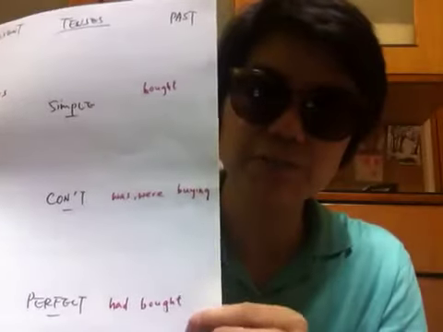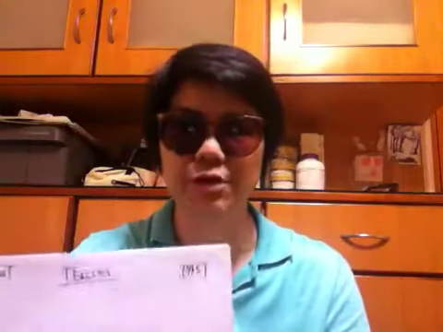Past perfect is usually used to describe an activity that is earlier than another past simple event. For example, you can say, before I attended the class, I had finished all my homework. So it means that you finished your homework earlier than when you attended the class. That is earlier, so you use past perfect.